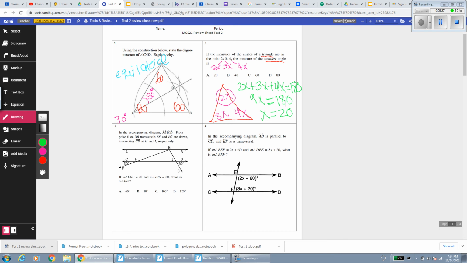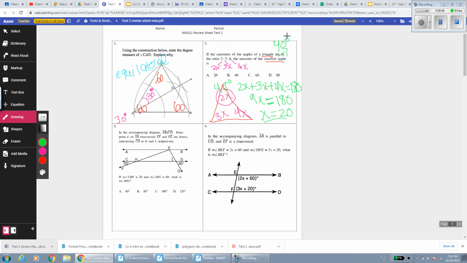So the question didn't ask for the x value, it asked for the measure of the smallest angle, which is the 2x angle. So I'm just going to substitute our x value of 20 in for x. So 20 times 2 makes 40 degrees. So the measurement of the smallest angle would be 40 degrees.